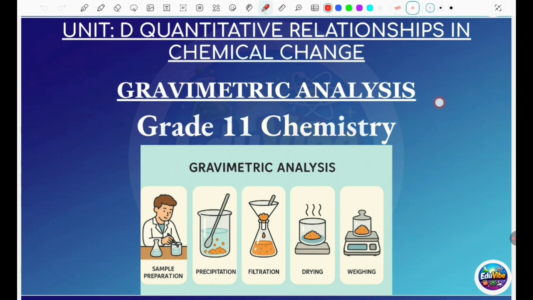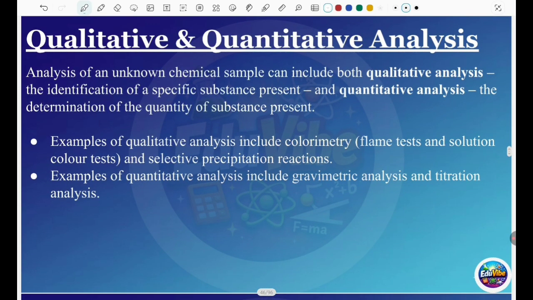But today's topic is a very important topic. We are doing a method called the ICE table. We will also do this method in grade 12, but now we are just being introduced to the ICE table method. Firstly, before going to that, we have to know what qualitative and quantitative analysis are.